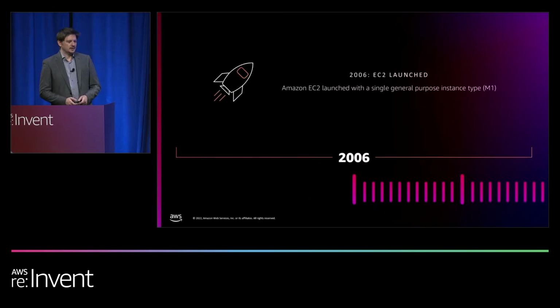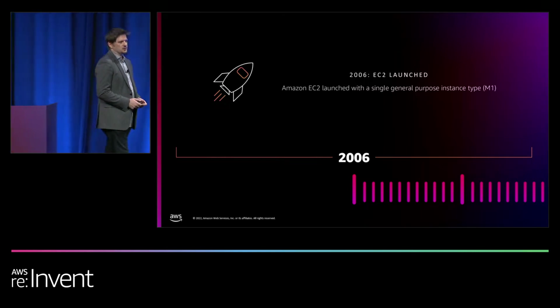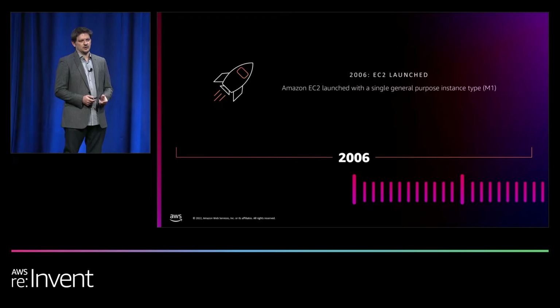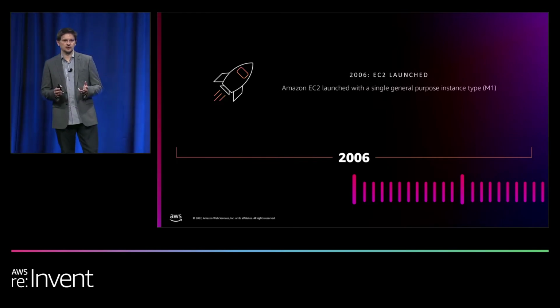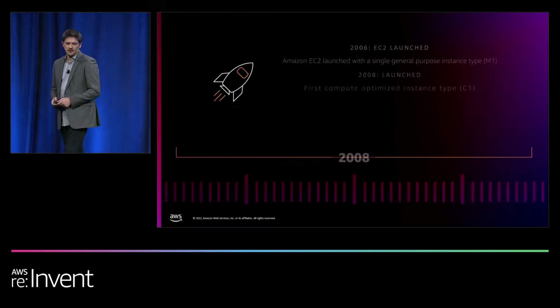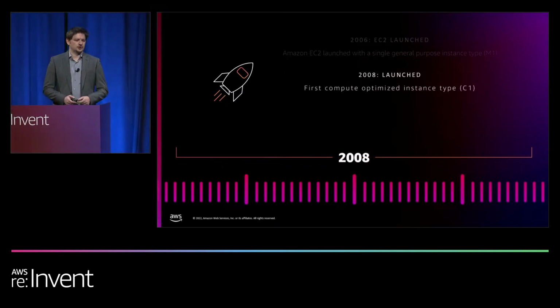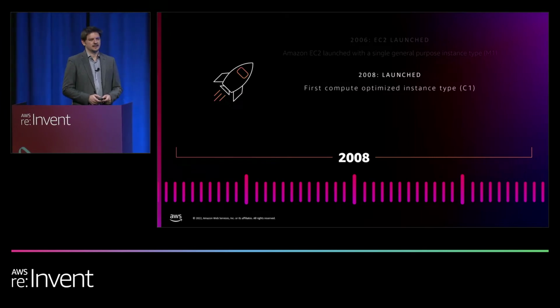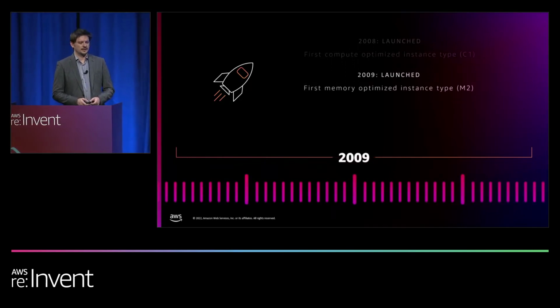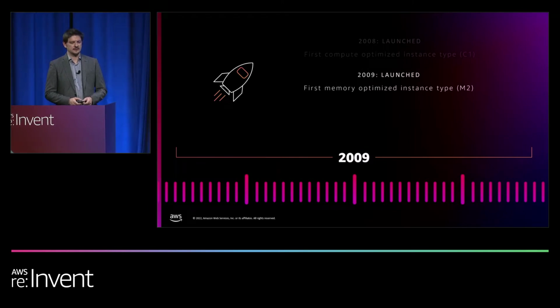So starting with a little bit of history to explain how we got to network optimized instances, we launched EC2 in 2006 with a single general purpose instance, M1, and we thought customers would just run more of these instances, but instead we learned pretty soon they needed different types of instances to best run different types of workloads. In 2008, we launched our first compute optimized instance, which offered less memory per vCPU than the first one, so we changed the memory to vCPU ratio. In 2009, we launched our first memory optimized instance to address workloads that needed more memory per vCPU.